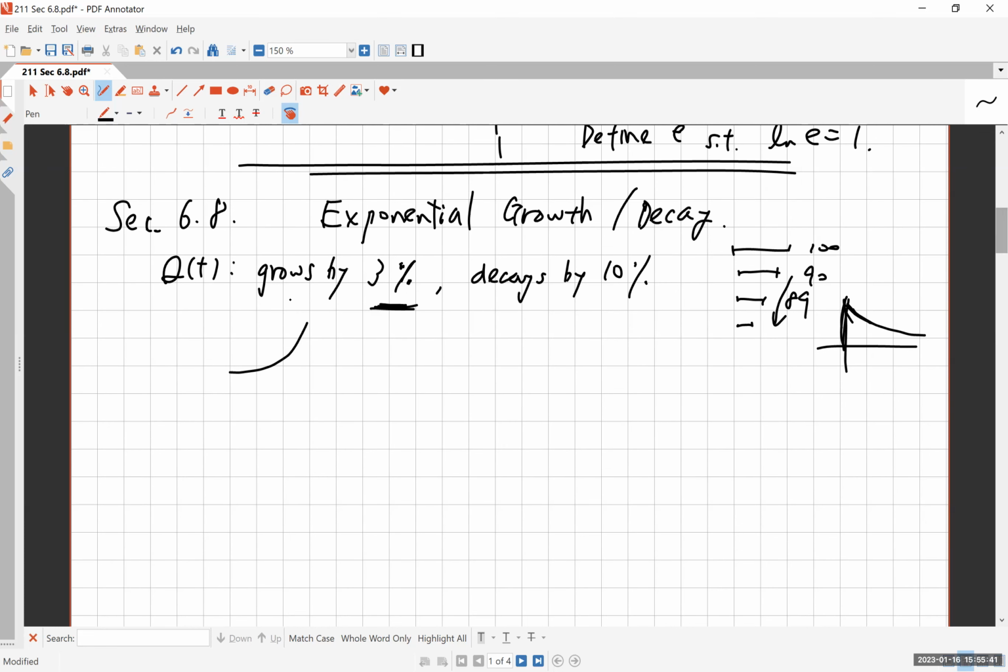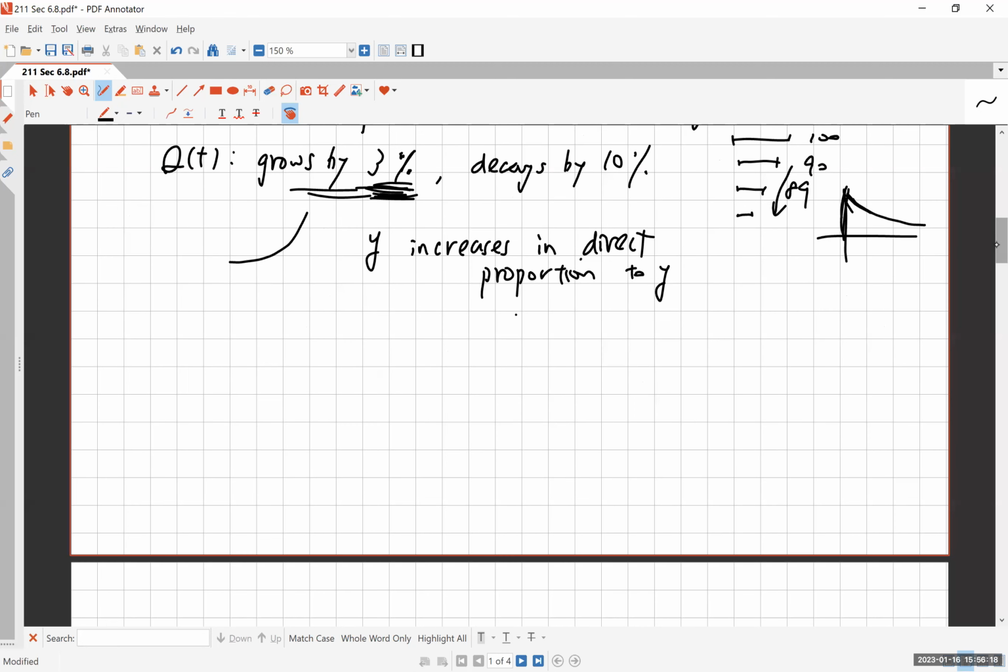When you say the growth is by a certain percentage of the current number, what we have is, let's say, Y increases in direct proportion to Y. Like when you say 3% of something, it's direct proportion. When you say constant percentage growth, what you're saying is that the quantity is growing at a rate which is directly proportional to Y.